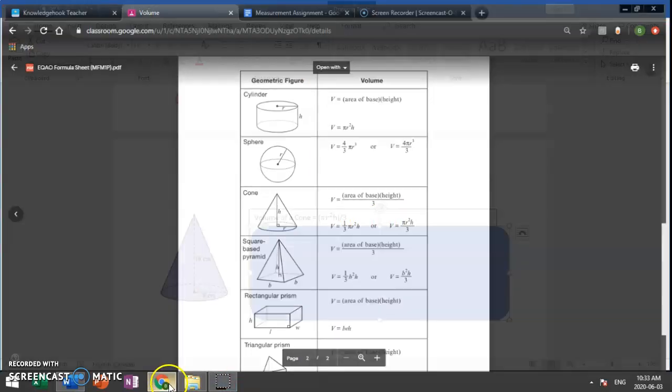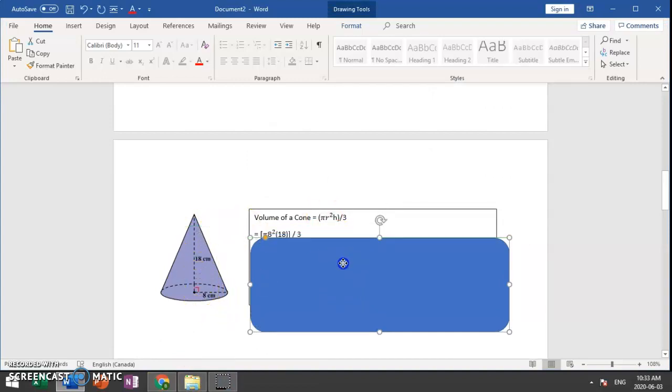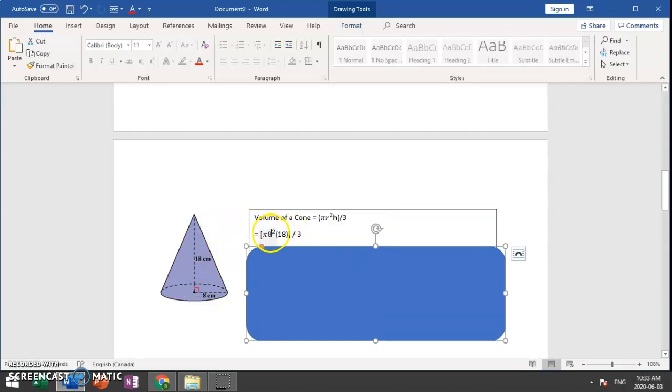So we just have to plug in our numbers. What's our radius? It's 8. What's our height? It's 18. Plug those in: pi times 8 squared times 18, divided by 3. Same as above, we have to do the exponent first, so 8 times 8 first. Then it doesn't matter if you multiply by 18 and then by pi, or by pi and then by 18. Just do the exponent first.